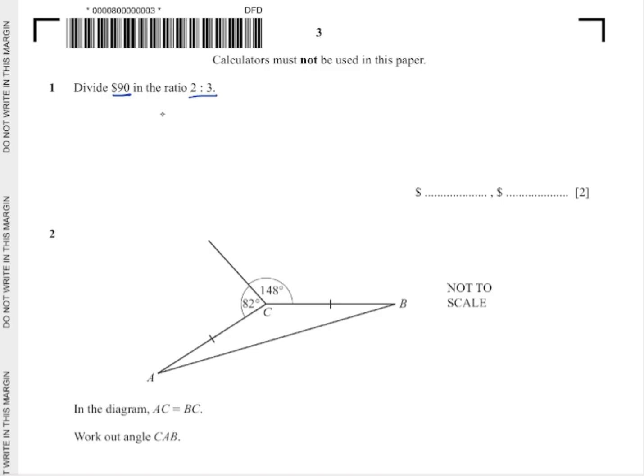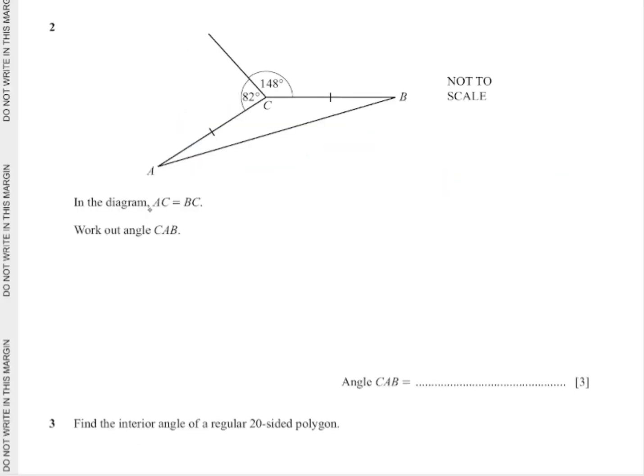So looking at this, we can tell the total is 2 plus 3 equals 5 units. So first, 90 divided by 5 is 18, so 1 unit is 18. So what we do is 2 times 18 to 3 times 18, which is 36 to 54.